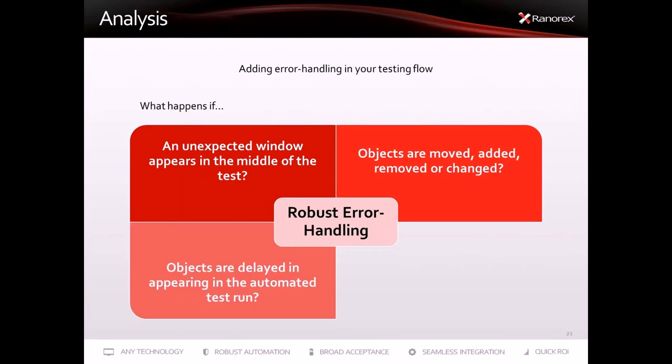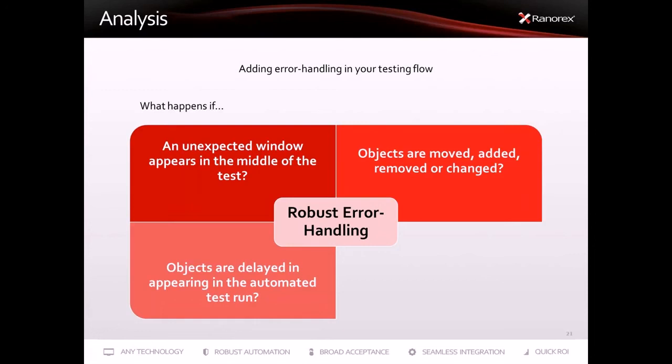Objects are delayed in appearing in the automated test run. So I think of this where I have a certain window that I'm using, I'm pulling back a large amount of data within my application. And it may take a minute to come back before that OK button is enabled. Maybe it takes 2 minutes. And that's okay for me because I know I pulled a larger data set.